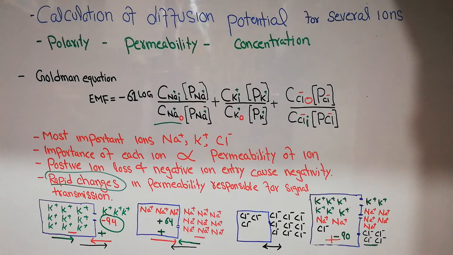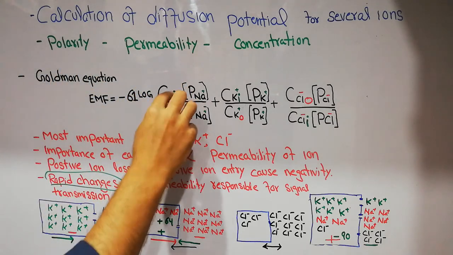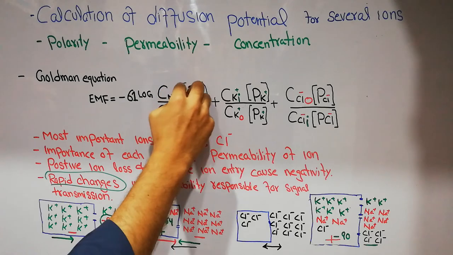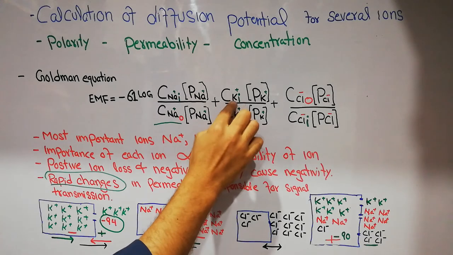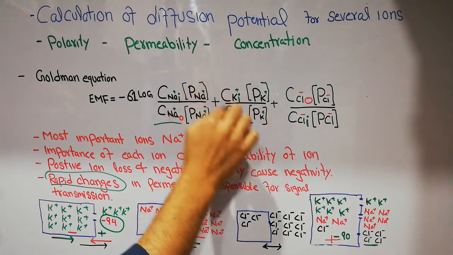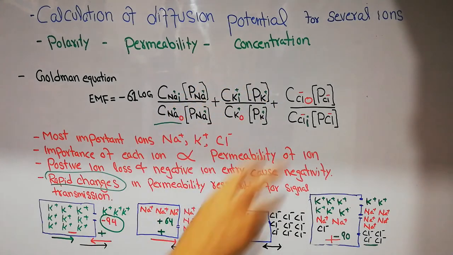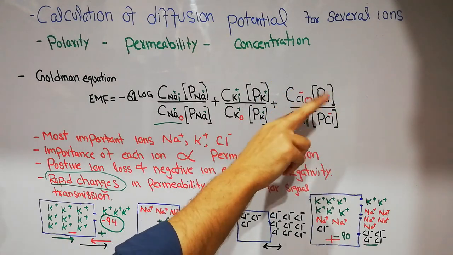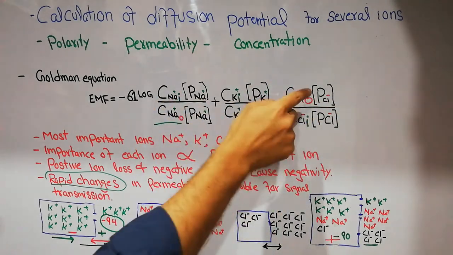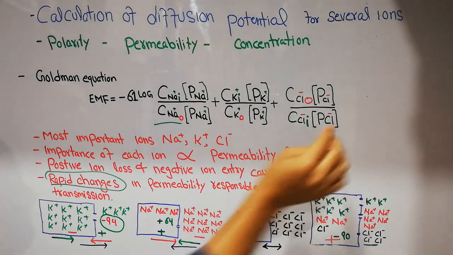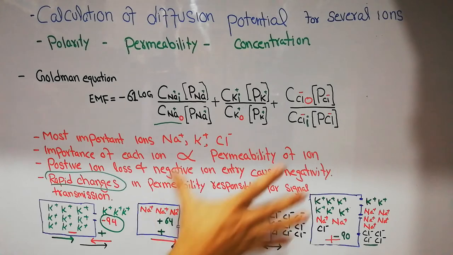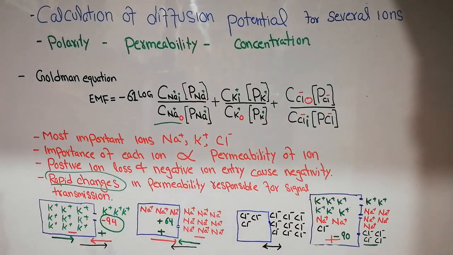The end result is that with the help of the Goldman equation, in which we put the concentration of sodium inside the cell, outside the cell, the permeability of sodium, then we put the potassium concentration inside the cell, outside the cell, and the permeability of potassium, and then the chloride, which is flipped because of its negative charge: the chloride concentration outside the cell, chloride concentration inside the cell, and then take the permeability factor, and we combine all of them and calculate the potential of the membrane.